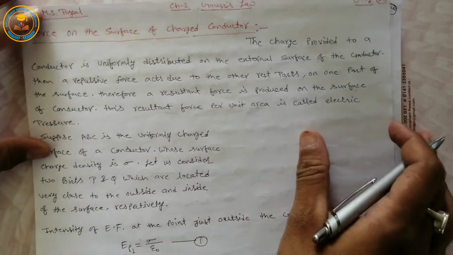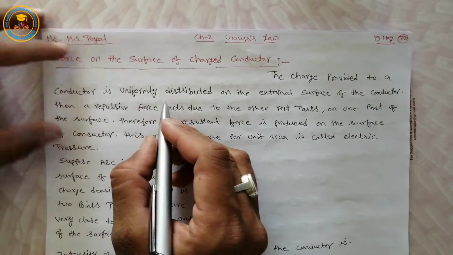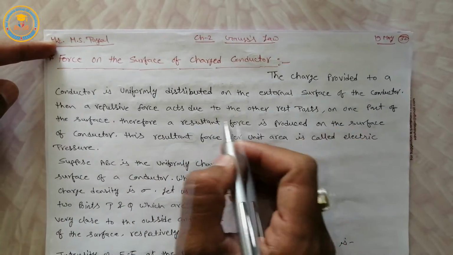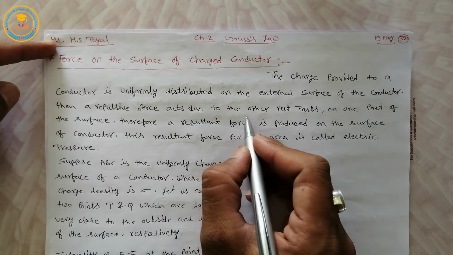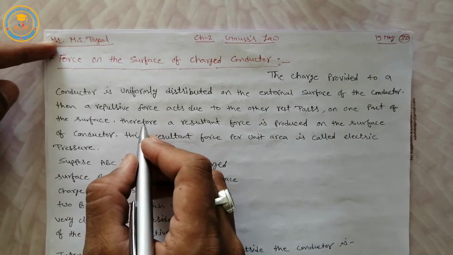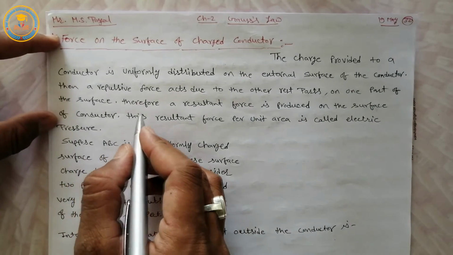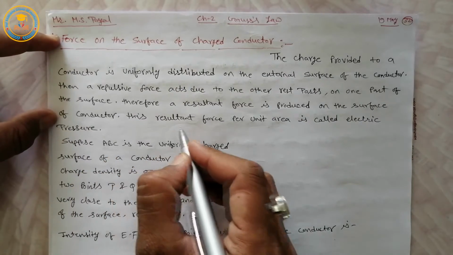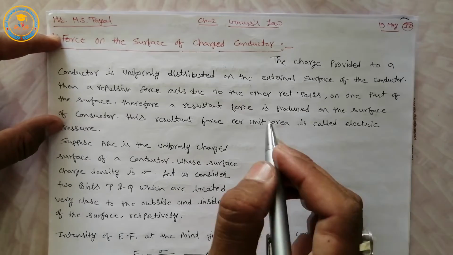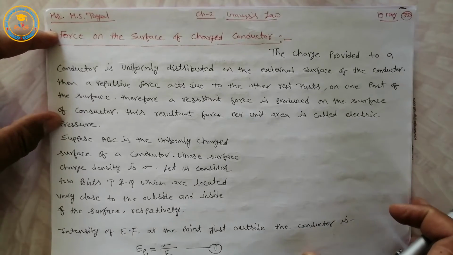So the charge provided to a conductor is uniformly distributed on the external surface of the conductor. Then a repulsive force acts due to the other rest parts on one part of the surface. Therefore a resultant force is produced on the surface of the whole conductor. This resultant force per unit area is called electric pressure. Firstly, we find the repulsive force.